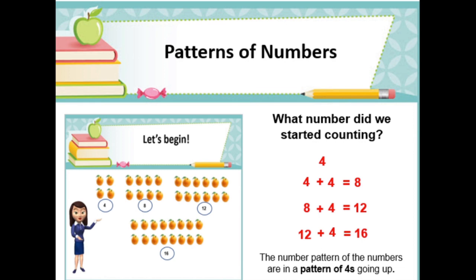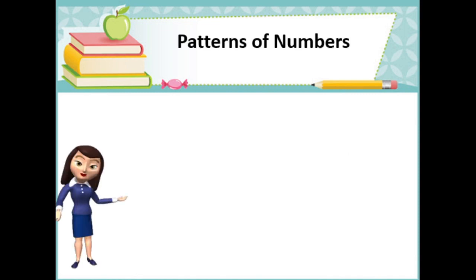Again, the numbers are in a pattern of 4s going up, which means every time the number goes up, it goes up by 4. That's why you can see here, we added 4, 4, and 4. If we continue, 16 plus 4, we can end up at 20, so on and so forth. Okay, that is going up. How about this?